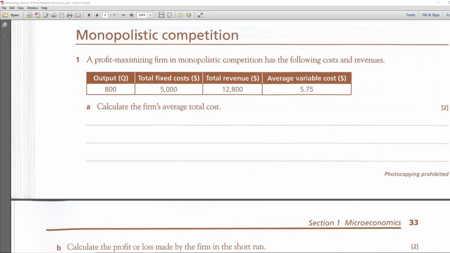So that's absolutely correct. When you're looking at the data, you have average variable cost, and if we add up average variable cost and average fixed cost together, then we are able to find average total cost. But here we have a total fixed cost, so if we use the total fixed cost divided by the output, we'll get the average fixed cost. Adding it all together, you will find 12. $12 for your average total cost. So that's correct.